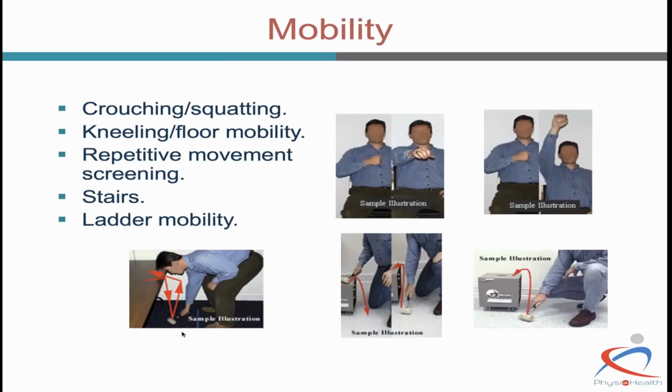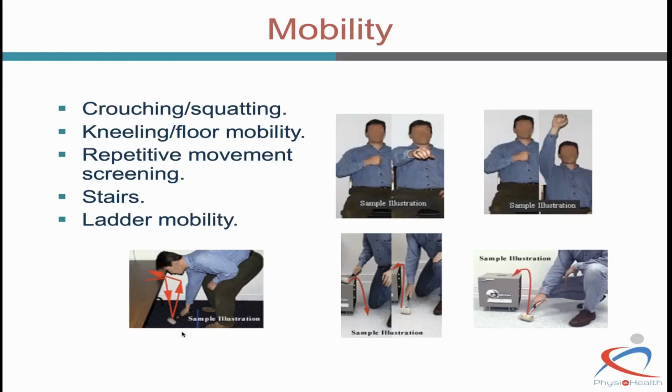And then we're doing reaching. So we're looking at reaching at shoulder level, reaching above shoulder level. We're looking at bending. We're looking at squatting. We're looking at kneeling. And then we're looking at ladder mobility. So if you notice, a lot of these components were identified and are looked at in Nathan's PDDs. So a lot of these terms are included in the PDD.